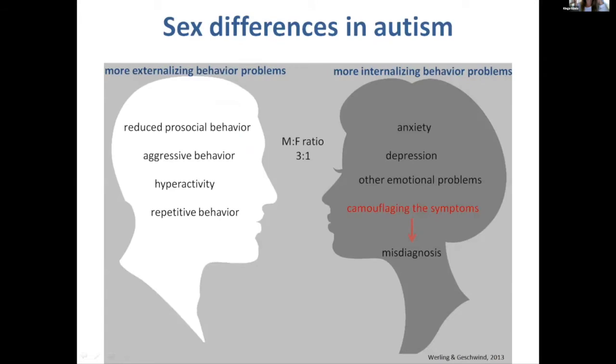Of course, there are also some sex differences in autism spectrum disorder. Males are more susceptible to ASD development. The male-female ratio is 3:1, not 4:1 like it was previously thought. Moreover, males have more externalizing behavioral problems like reduced prosocial behavior, but attenuated aggressive behavior, hyperactivity, and repetitive behavior. In contrast, women have more internalizing behavioral problems like anxiety, depression, and other emotional problems. Moreover, women are more likely to camouflage their symptoms, especially regarding social behavior, and that may lead to being misdiagnosed or diagnosed too late.